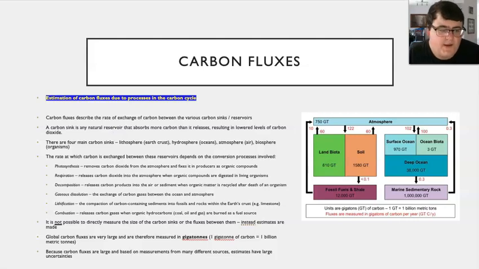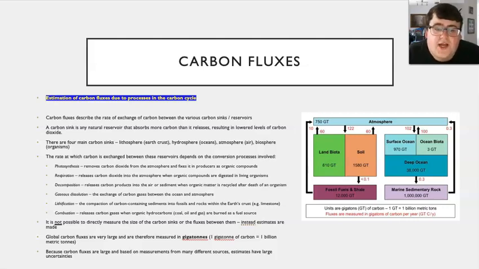Okay, so carbon fluxes. Carbon fluxes describe basically the exchange of carbon between various carbon sinks. Now, remember we talked about carbon sinks before. A carbon sink is any natural reservoir that can absorb more carbon than it releases, which means in those areas there'll be lower levels of carbon dioxide in the atmosphere. We have four main types of carbon sinks: the lithosphere, which is the Earth's crust, the hydrosphere, which is the ocean, the atmosphere, which is the air, and the biosphere, which is organisms.